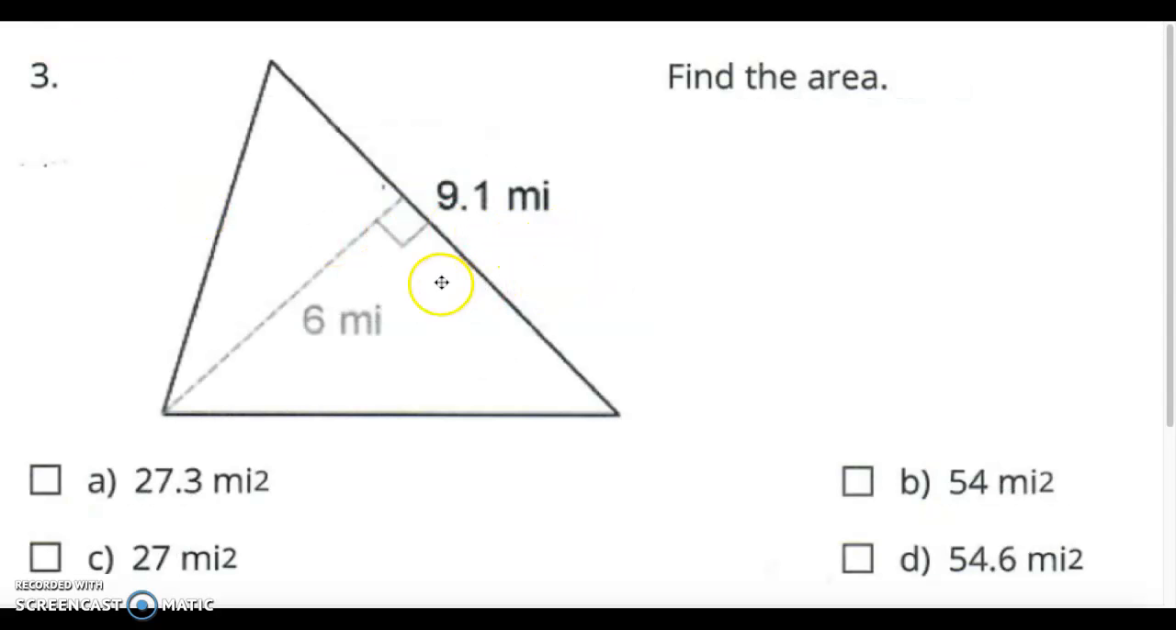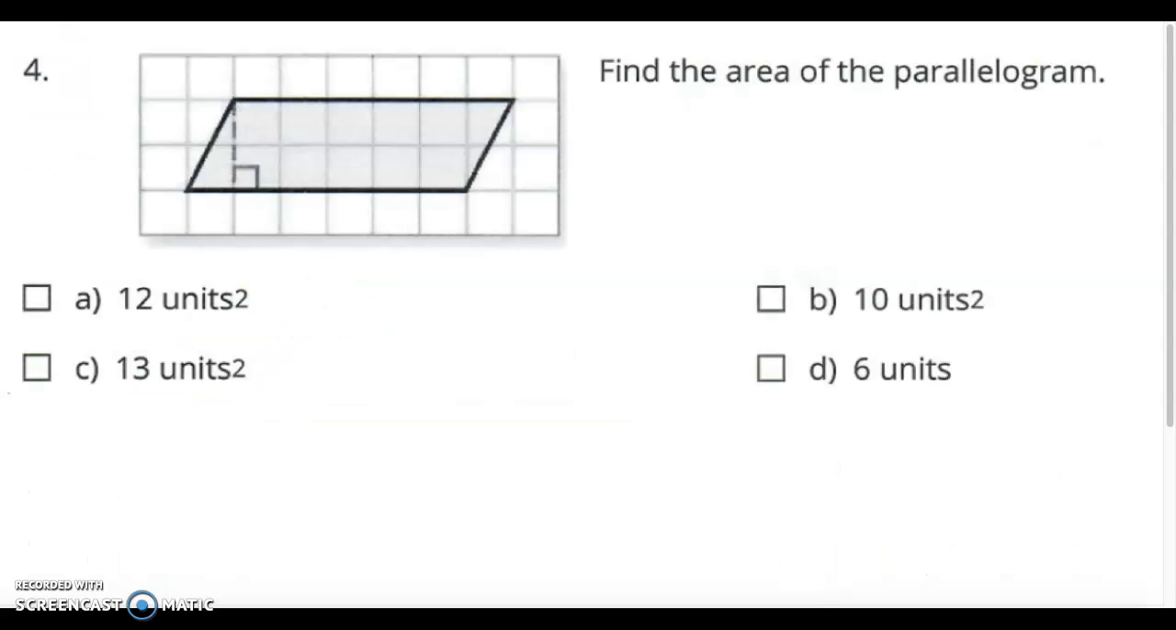Okay, this is a triangle. Base times height, and then divide by 2. Make sure you do that. This is a parallelogram. The base times the height. So you need to figure out how many units the base is. I can show you how many numbers I can write going across. There are 6 numbers going across, and there's 2 units going up. So you're going to do base times height.